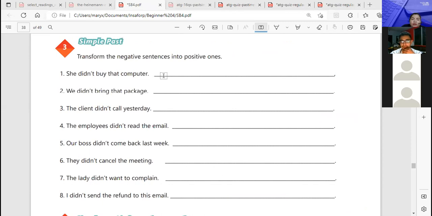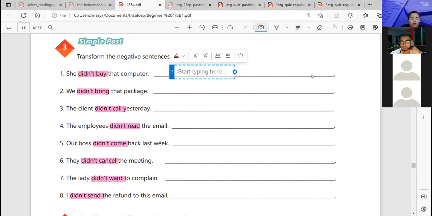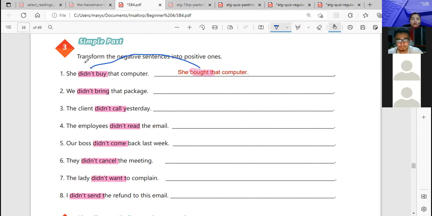Then we go here with these sentences. It says transfer the negative sentences into the positive sentences. The only thing you need to focus on is the verb. Right? Focus on the verb. So what is the past tense of these verbs? That's all you're going to do. We're going to say, for example, she bought that computer, because now bought is the same verb. So this is connected to the negative. Negative, positive, right?